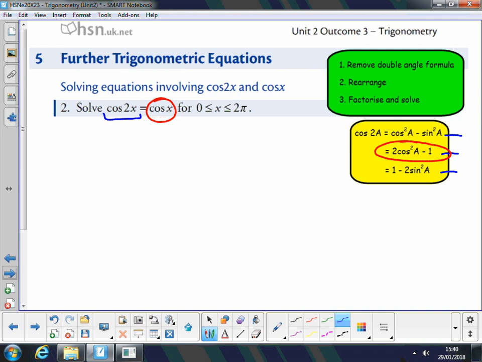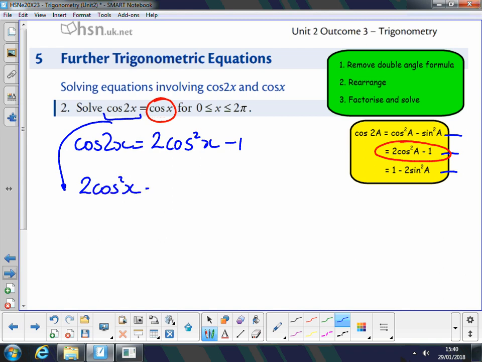Okay, so we are going to say cos 2x. The expansion you're going to be using this time is 2 cos squared x take 1. Okay, you're going to put that in here. So we have 2 cos squared x take 1 is equal to cos x. So that's us done step 1. Step 2, we're going to rearrange, move everything over to the one side. So we have 2 cos squared x, we're going to subtract cos x from both sides, and we have take 1 is equal to 0.